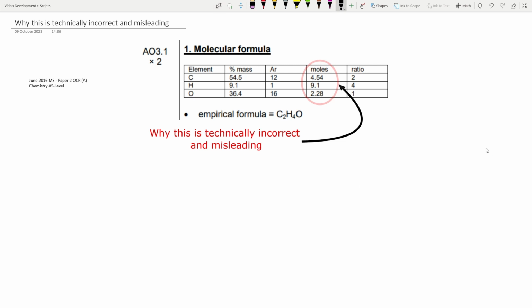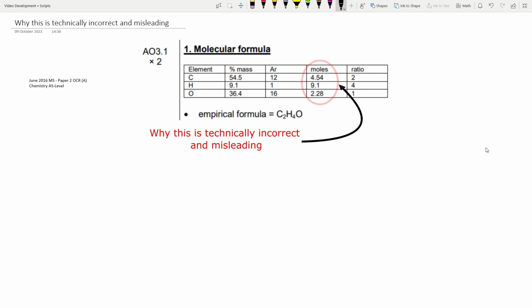Okay, so I want to use this video as an opportunity to show why writing moles as a title of columns in tables such as these is potentially misleading and incorrect. Now, if we take one row as an example, the element carbon has a percentage mass of 54.5. It has an atomic weight of 12, and the moles being 4.54 and the ratio being 2.